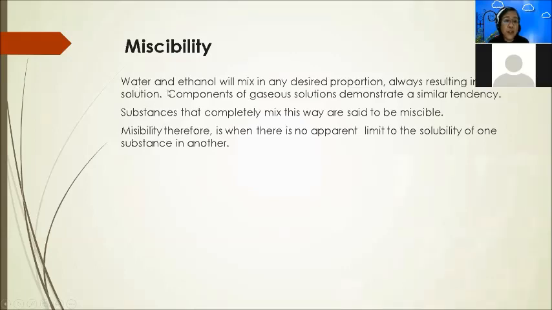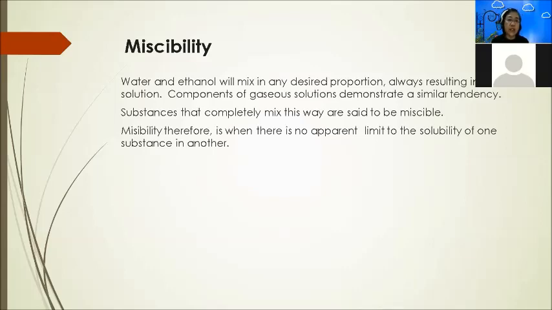Ang example niyan is water and ethanol, di ba? What is ethanol, class? Ethanol is ethyl alcohol. Yan yung alam ninyong ethyl alcohol. You might not know what ethanol is. So now you know that ethanol is ethyl alcohol. So even if water is greater in amount than ethanol, then they will still result to a miscible or homogeneous mixture. Or whether ethanol is greater in amount and then lesser yung water, that will still result to what? A homogeneous mixture.